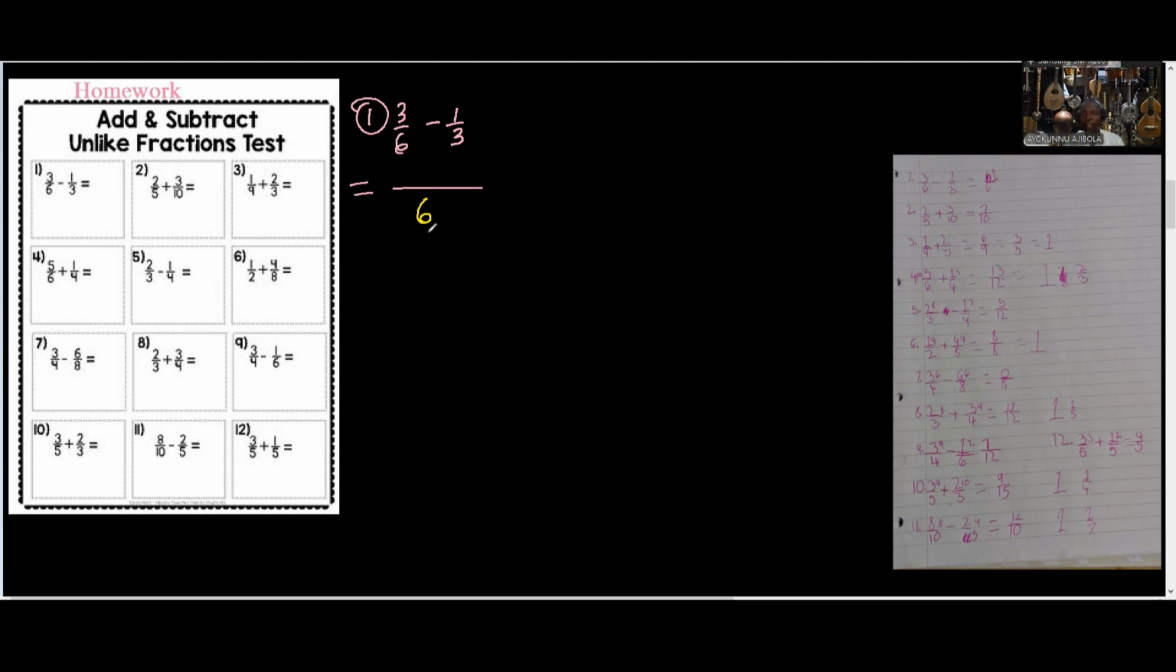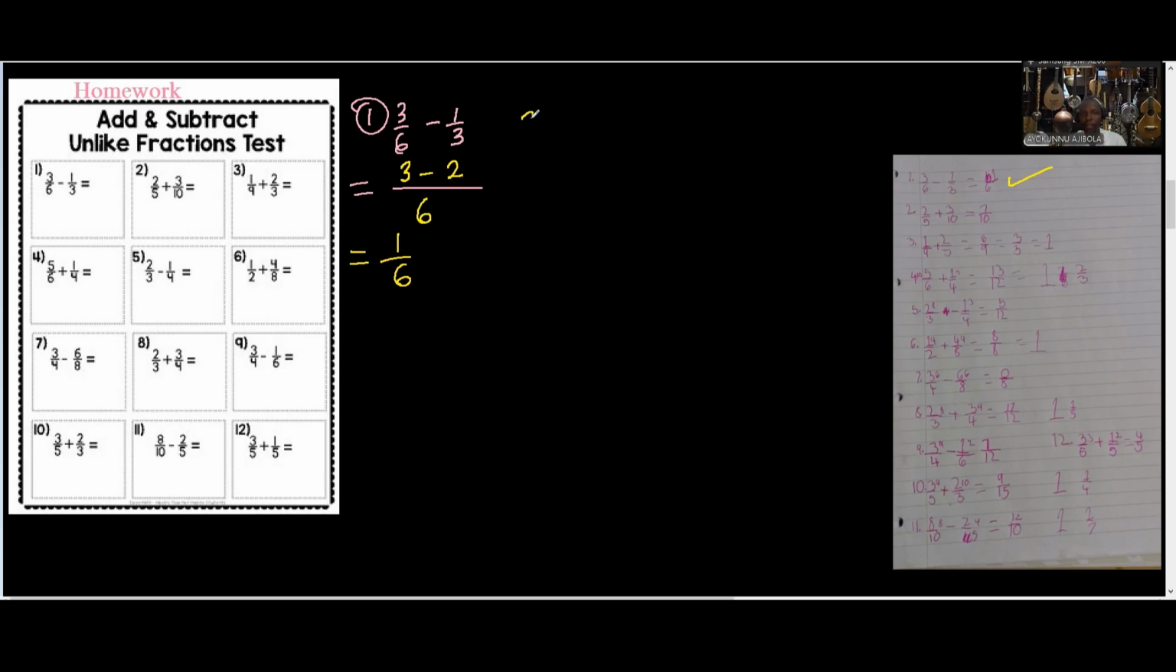Then 6 and 6 give me 1. Then 1 times 3 gives me 3. Then 3 and 6 give me 2. And 2 times 1 gives me this. Then I have 3 minus 2, which is 1 over 6. So did you get 1 over 6?